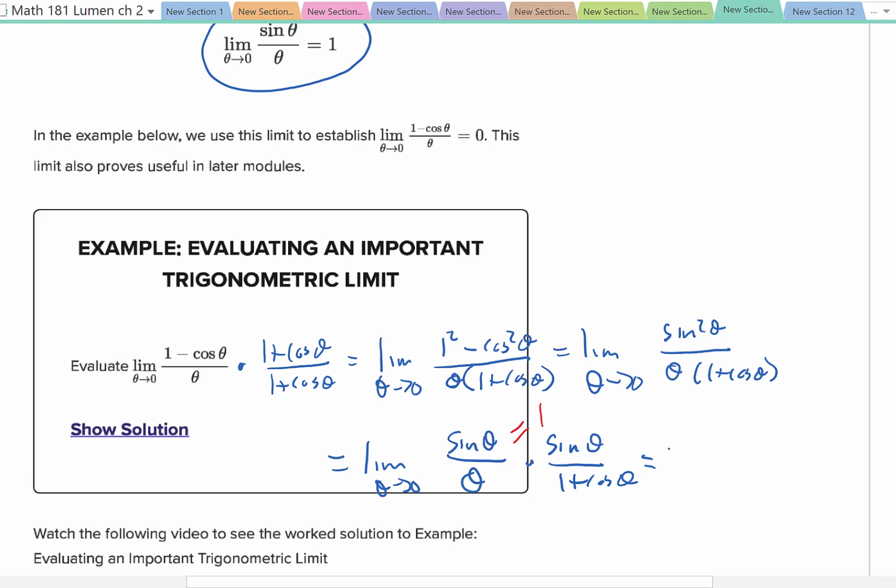So we end up with 1 times sine of 0, which is 0, over 1 plus cosine of 0. Cosine of 0 is 1, so 1 plus 1 is 2. So this is just 0. This gives us the conclusion that the limit of 1 minus cosine theta over theta as theta approaches 0 is 0.